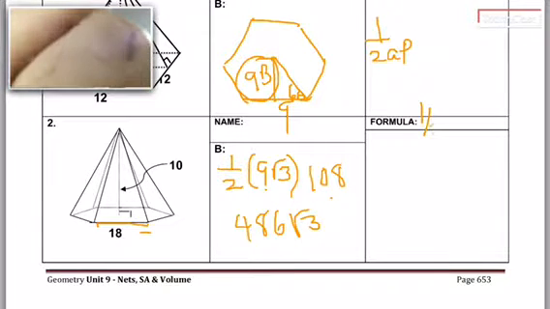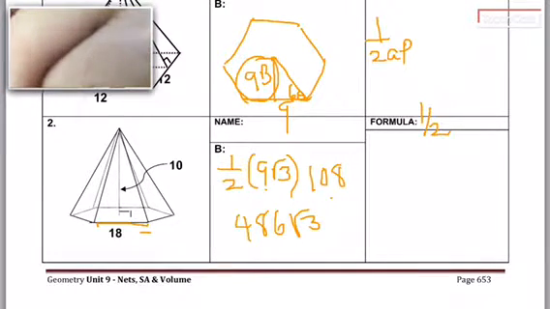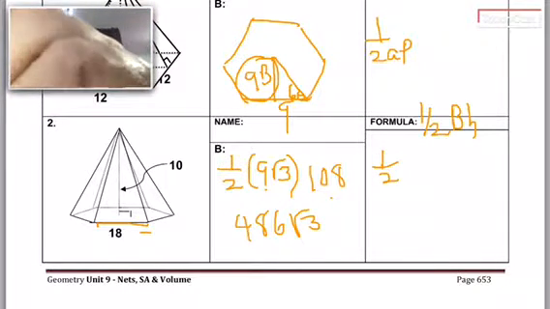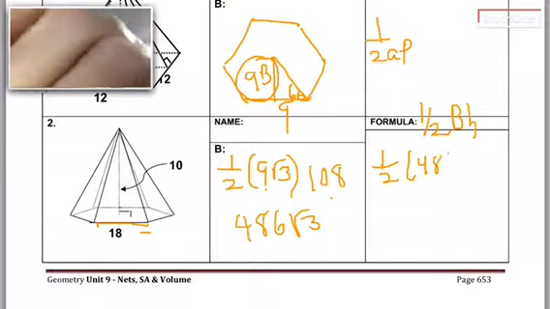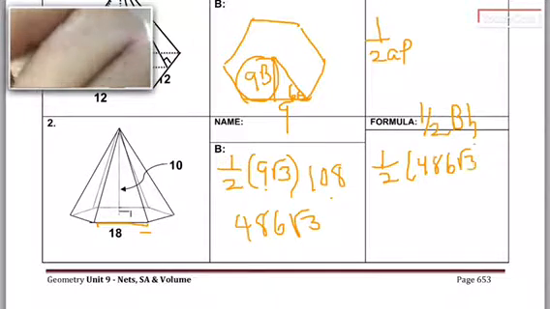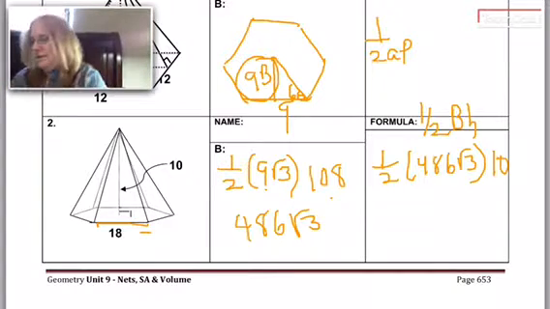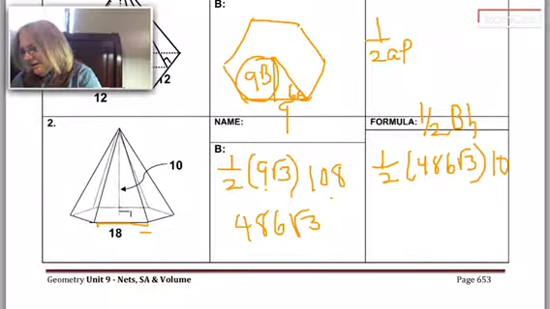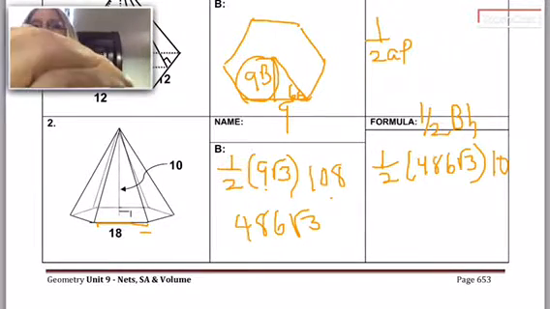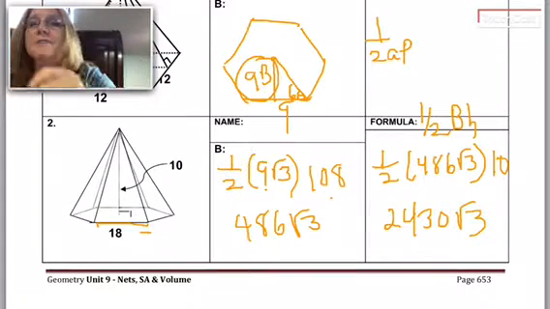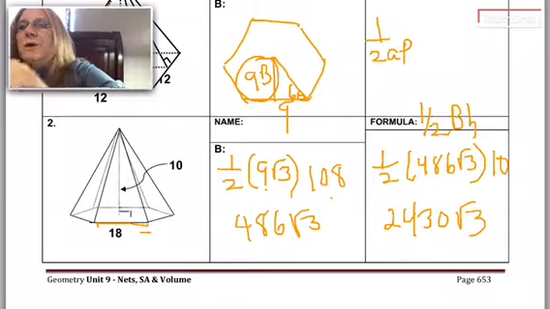And then this is 1/2 the area of the base times the height. So 1/2 486 to the square root of 3 times the height of the prism, which they give us, which is 10. So 486 times 5 is 2430 times the square root of 3. All right, pause if you need to.